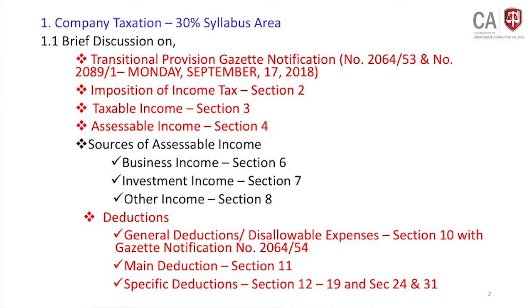Then I have mentioned two Gazette notifications earlier, the two Transitional Provisions Gazette notifications, and thirdly the disallowable levies and taxes under section 10 subsection 1.